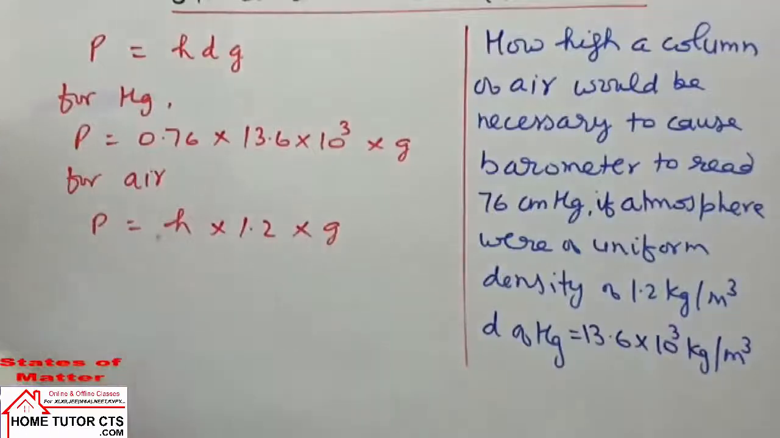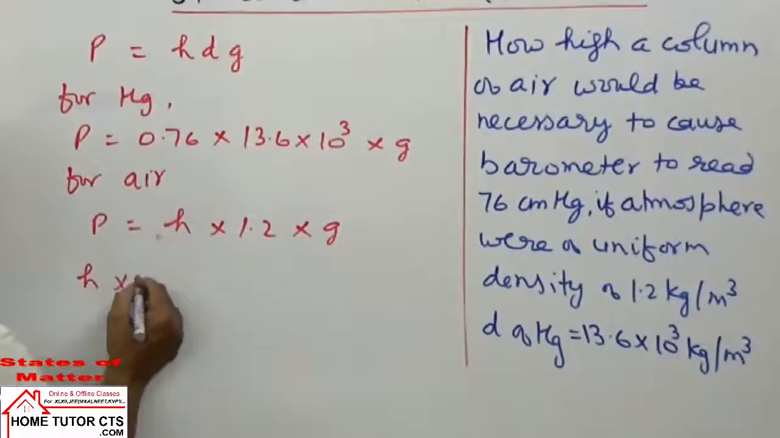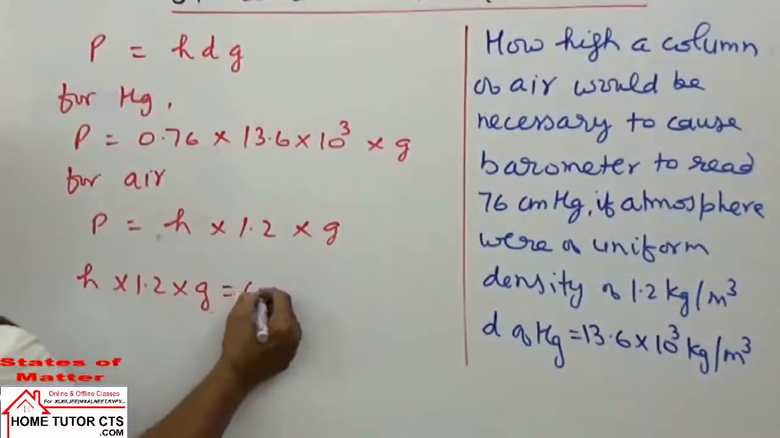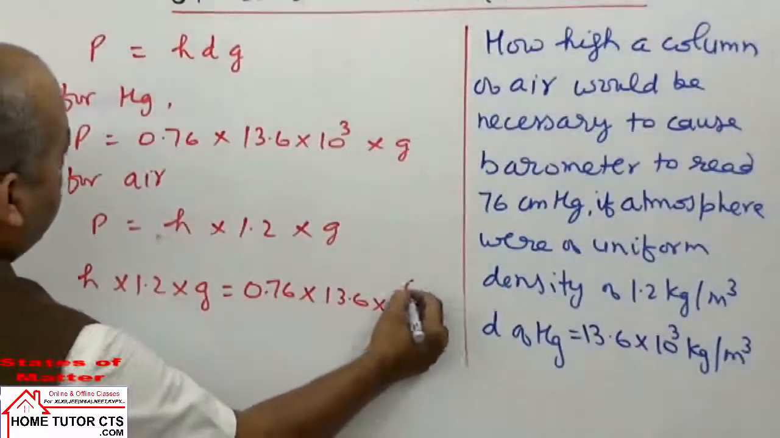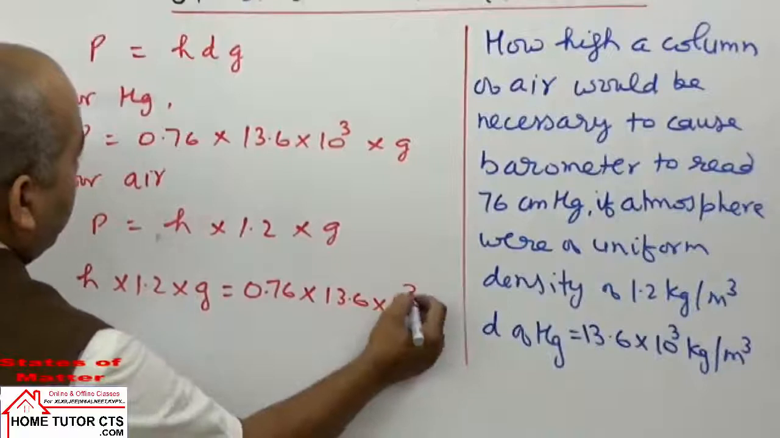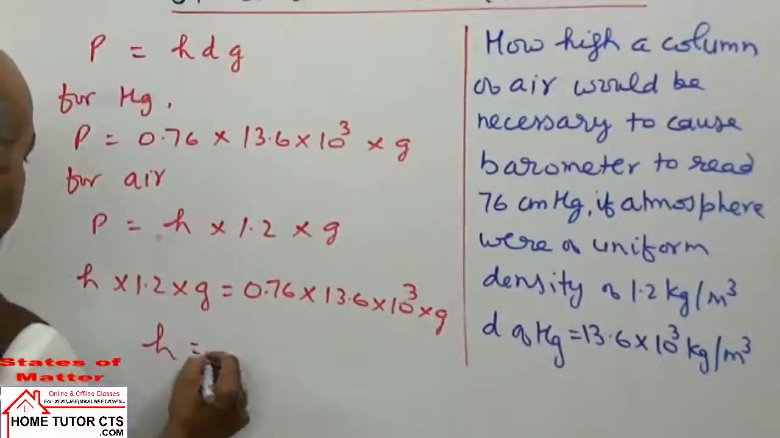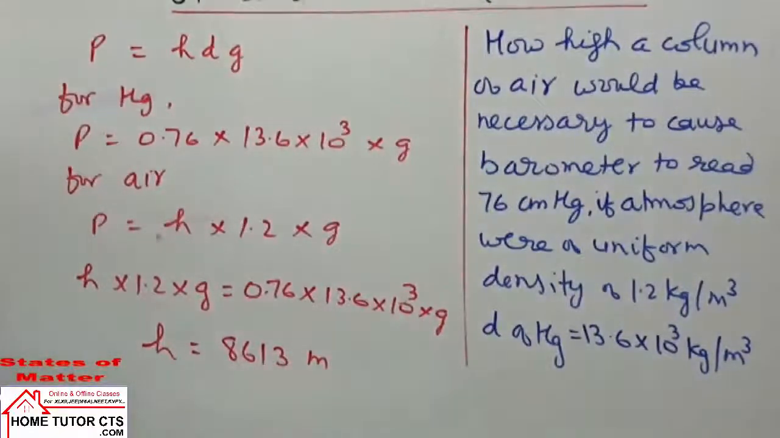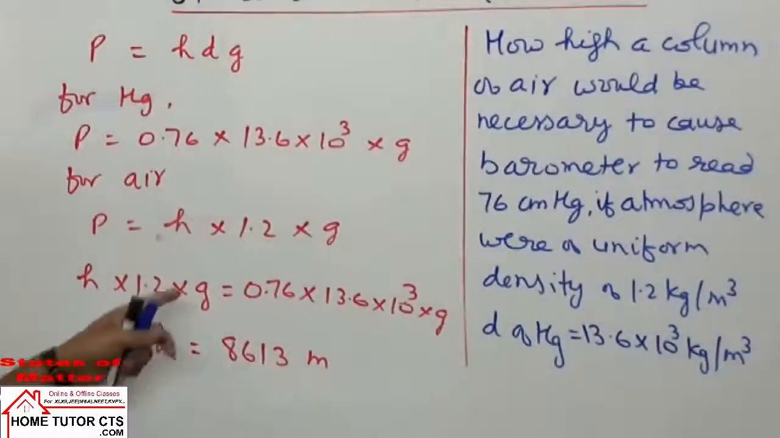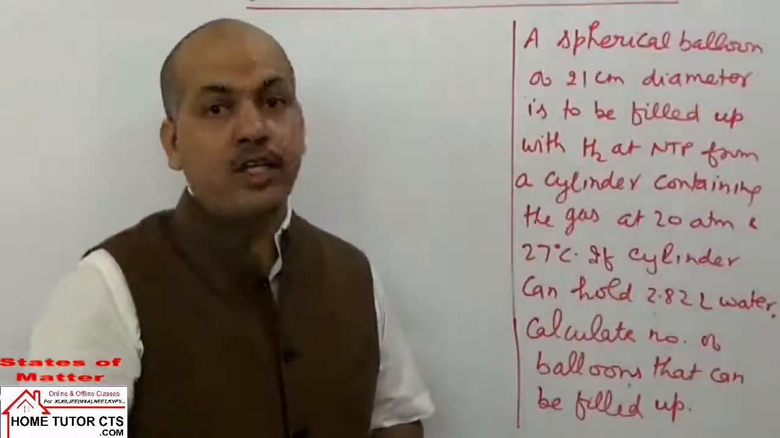So equating the pressures, for having the same pressure value, you can equate the two values. h into 1.2 into g is equal to 0.76 into 13.6 into 10 to power 3 into g. So g and g cancel out, and then on solving the rest, h comes to 8613 meter. That's the height of the air column which can maintain this pressure of 76 centimeter of mercury. Okay. Now coming on to the next question.